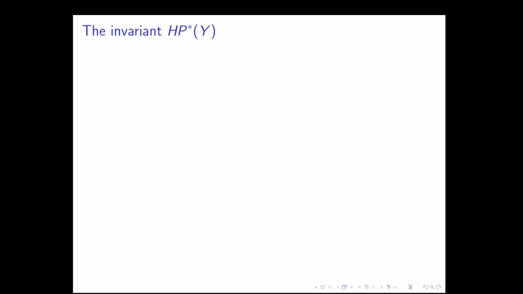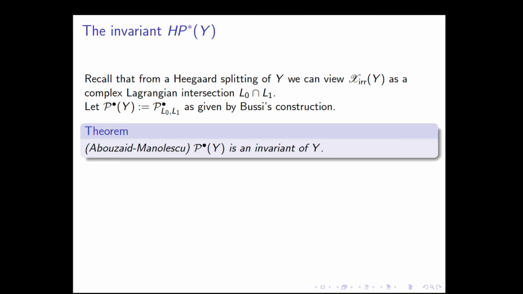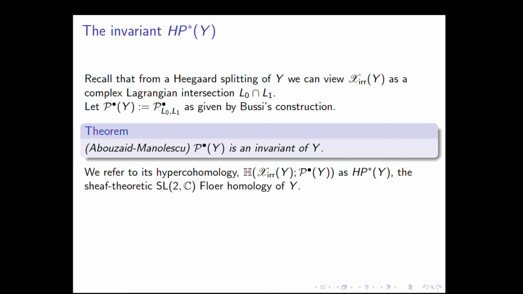So now we have all of the ingredients necessary to define our invariant, which we'll call HP of Y. So first, we use the Heegaard splitting to view our character variety, the character variety of irreducible representations, as a complex Lagrangian intersection. And then associated to that complex Lagrangian intersection, we have this natural perverse sheaf as given by Abouzaid's construction. We'll call that P of Y. Then the theorem proven by Abouzaid and Manolescu when they construct this invariant is that this perverse sheaf is actually an invariant of the three-manifold Y. In other words, it does not depend upon the Heegaard splitting. So we'll refer to its hypercohomology as HP of Y. That is, the hypercohomology of the character scheme valued in this perverse sheaf. That's what we'll call sheaf-theoretic SL2C Floer homology.